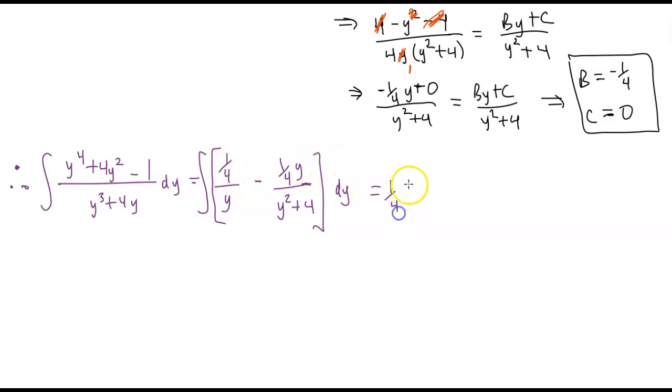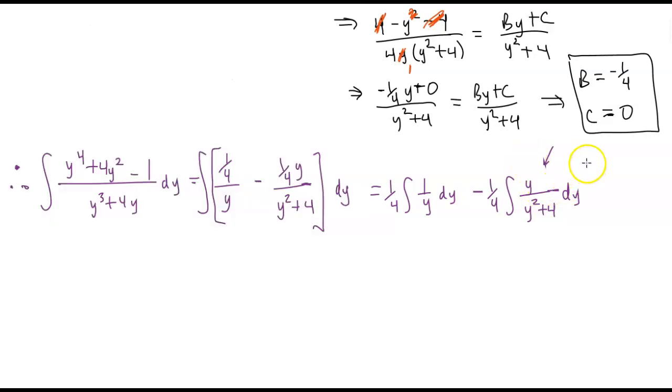I'll write this out. 1 over y dy. This will be a minus 1/4 integral of y over y squared plus 4 dy. So for this first term, it's relatively simple. We know that it's just going to be natural log of absolute value of y. No big deal. So for the second term, we know that we could use substitution.